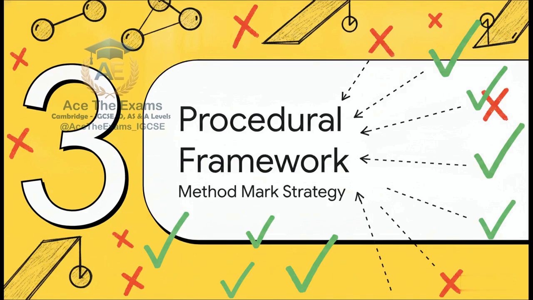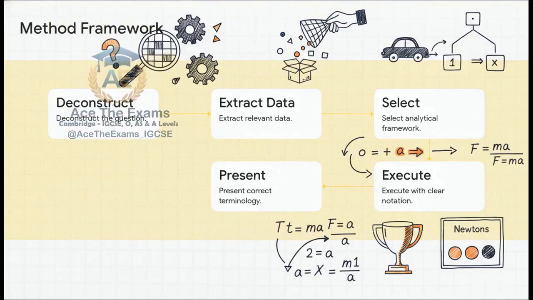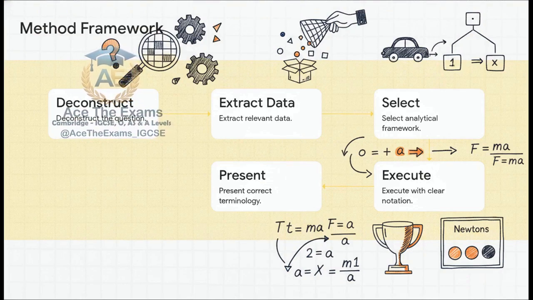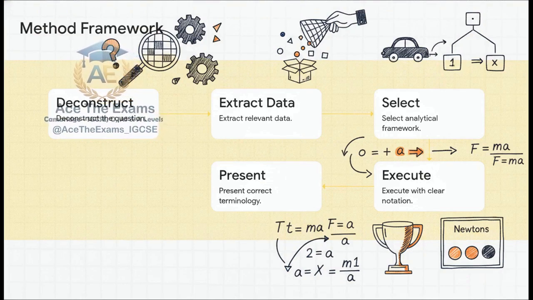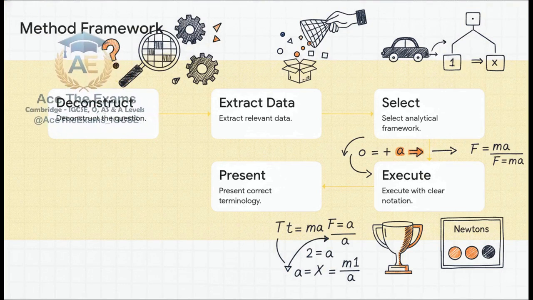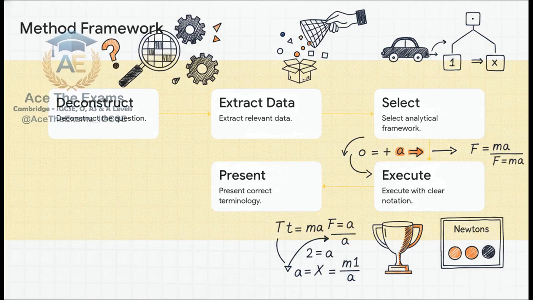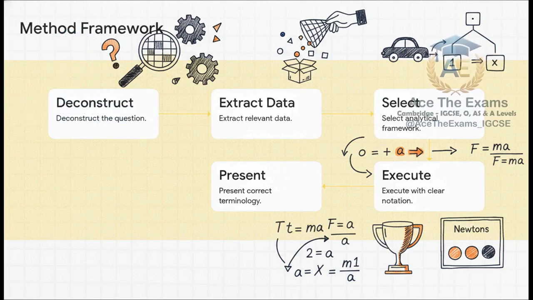Section 3. The procedural framework. Let's move to the practical side. How do we build a system that guarantees you hit all those assessment objectives? By strictly following this standardized 5-step sequence. This is what we call the method mark strategy. You are rewarded for your systematic process, not just your final numerical answer. Let's put our rushing student, Sam, through a quick rewrite challenge to show you how this transforms an answer.